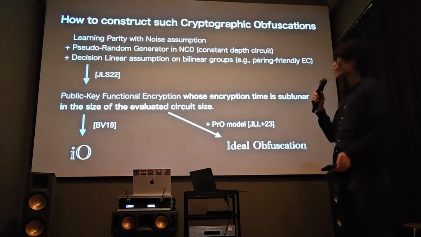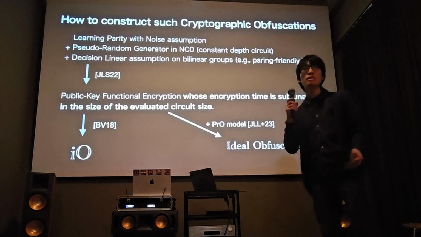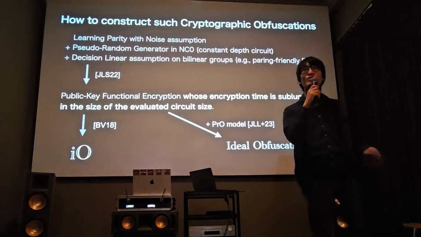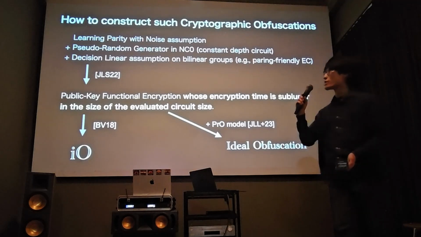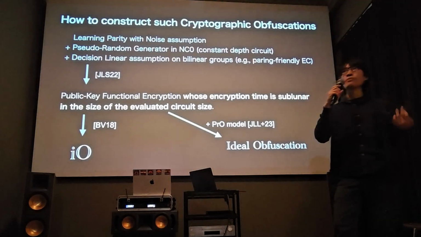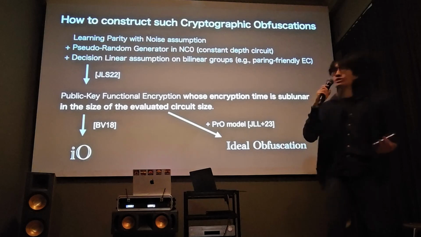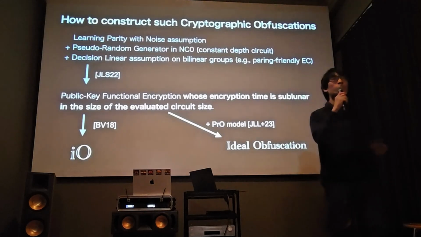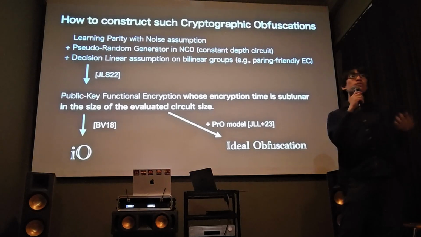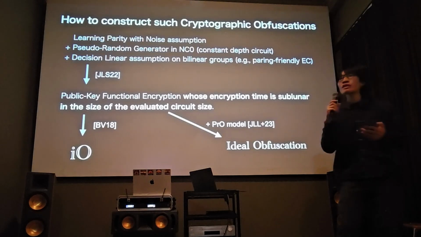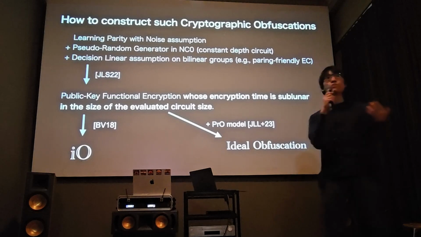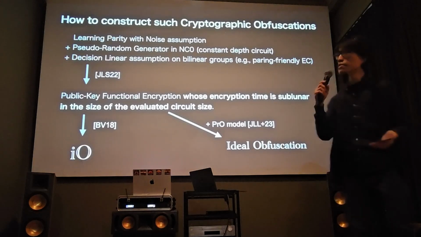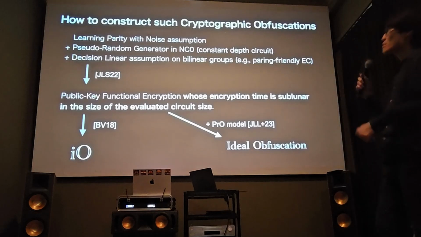Then, finally, you may think, can we really achieve such obfuscation? For many years, many cryptographers thought obfuscation is actually impossible from well-established standard assumptions. However, a breakthrough happened in 2020, and as far as I know, this is the current latest and simplest construction of IO.